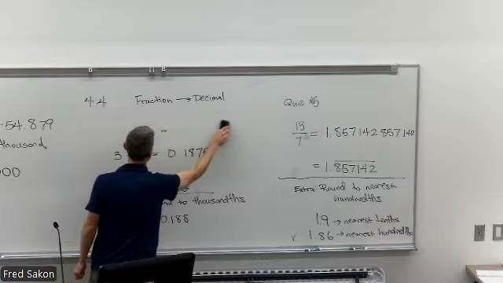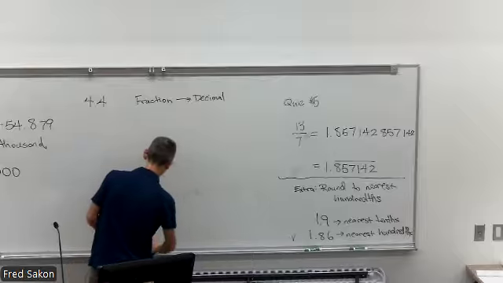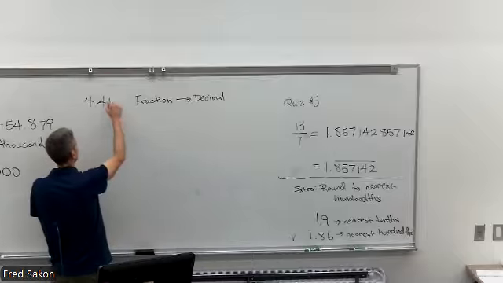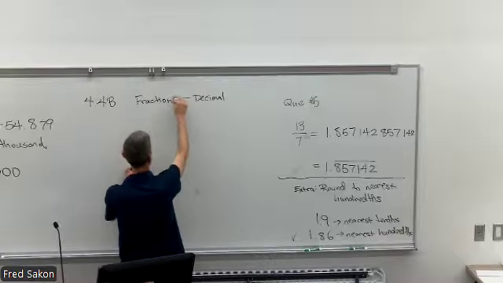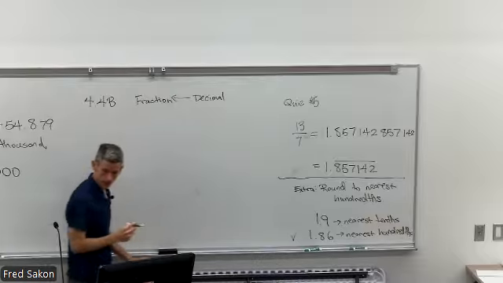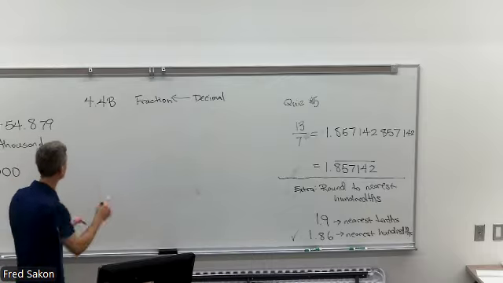So in the next part, we're basically going to go the other direction. Part B of section 4.4, we're going from decimal to fraction this way. So let's look at the example posed there, converting 0.368 to a fraction.